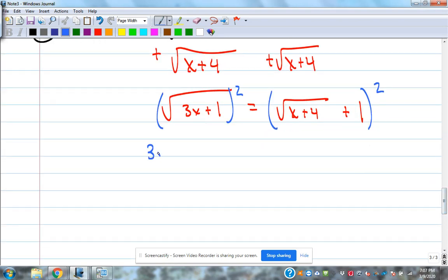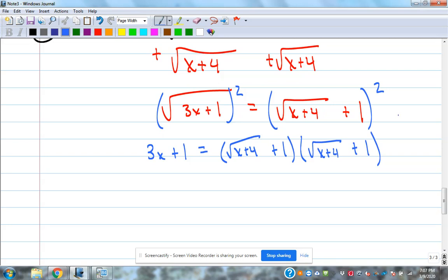So on the left side, I'm getting 3x plus 1. On the right-hand side, I'm getting the square root of x plus 4 plus 1 times the square root of x plus 4 plus 1. That's what it means to square something, isn't it? Multiply it times itself. Okay, so I'm going to have to square that or multiply that together.